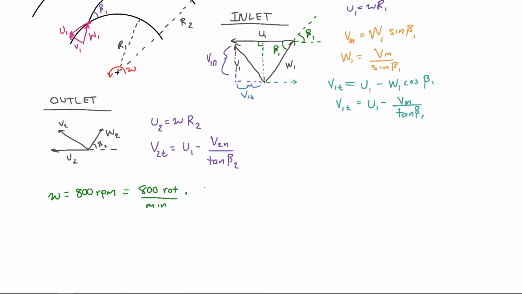So this will be, in 1 minute, there are 60 seconds. And then one full rotation is 2 pi radians. Therefore, when you plug this into your calculator, you get 83.776 radians per second. So now that we have that defined, we could actually define the linear velocity of the pump at the inlet and outlet.